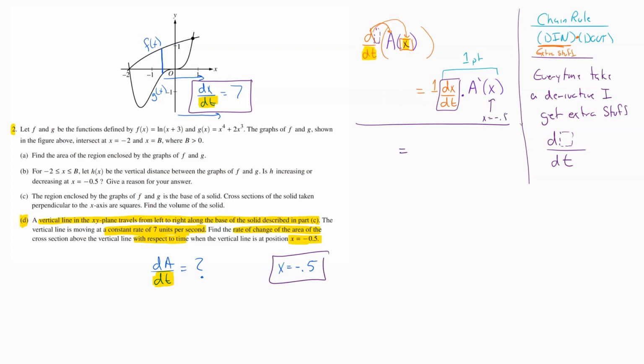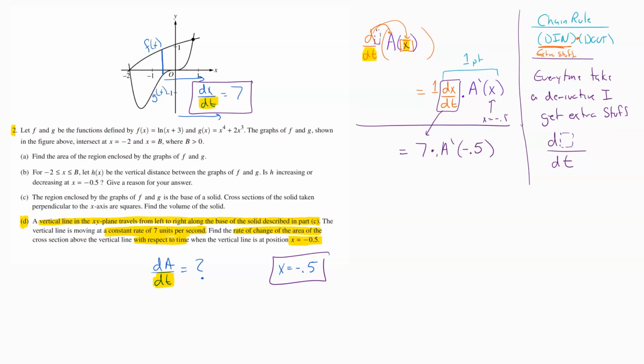So if we replace those pieces, we're looking at 7 for the dx/dt, and then we want A prime of negative 0.5. A prime of negative 0.5, we can actually find that in our calculator in about 2 seconds. How we would do that is in y1 in the calculator, we would put that area equation, which you should, luckily, if you didn't clear everything out, still have in there from part C. So our area formula from part C was a big parentheses around the natural log of x plus 3 minus, and then parentheses around this second piece because you're subtracting that whole chunk, and all of that was squared. That's in our y1 right now.